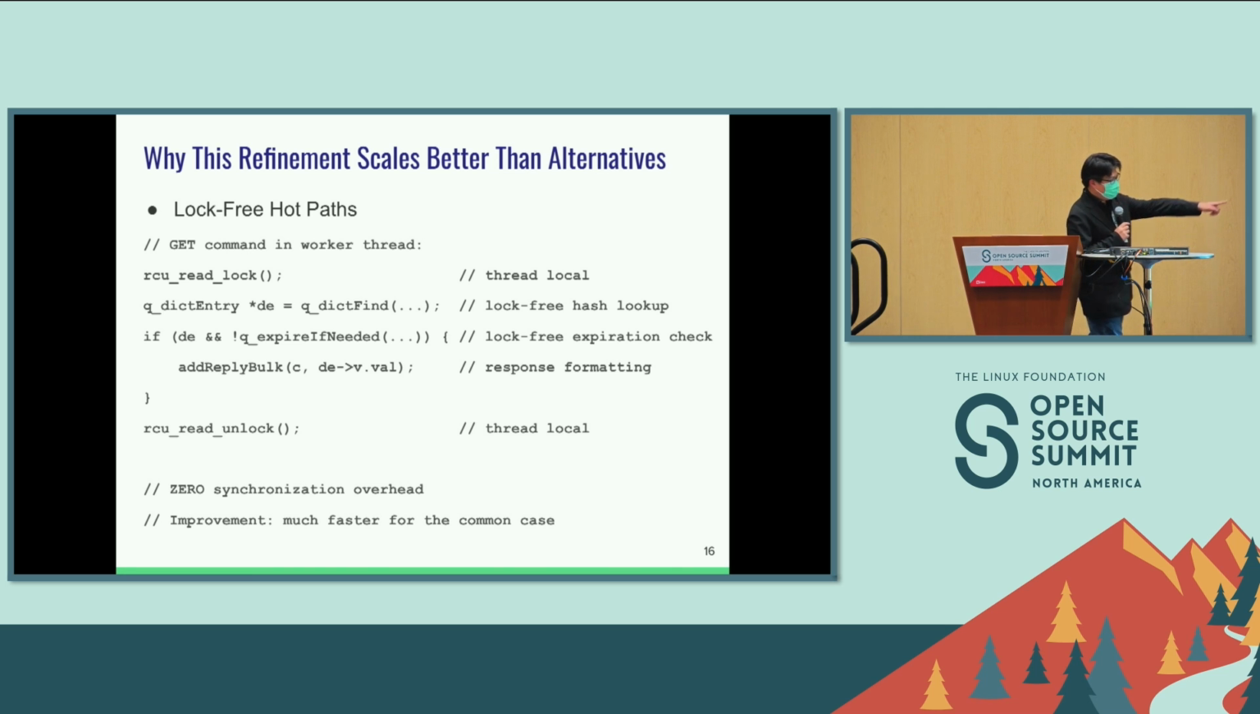And this one is still lock-free. So by means of Userspace RCU, we can achieve zero synchronization overhead. Later, I will show you the performance evaluation, and I think this is the key difference compared to the existing high-performance Redis fork.